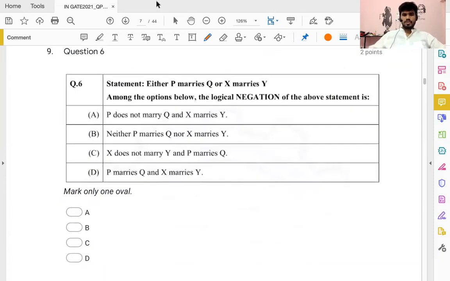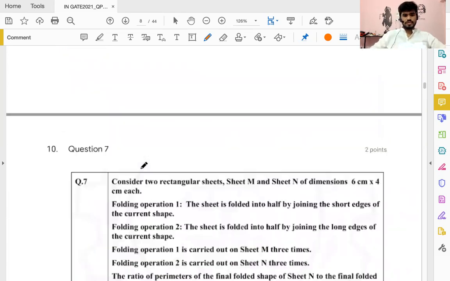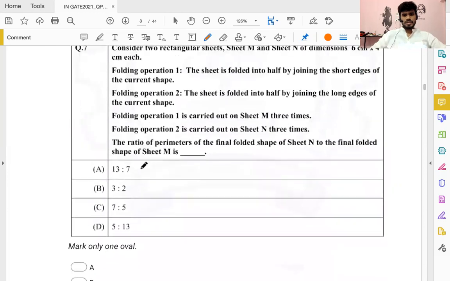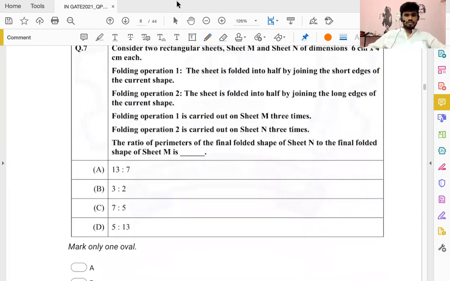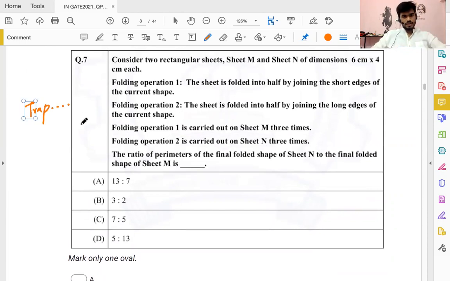Either P marries Q or X marries Y. So neither should happen. Here, X marries Y doesn't happen, then yeah, neither is correct. Here P marries Q doesn't happen. No, this obviously is wrong. In fact, we had a question like this in the mock before this exam was given.